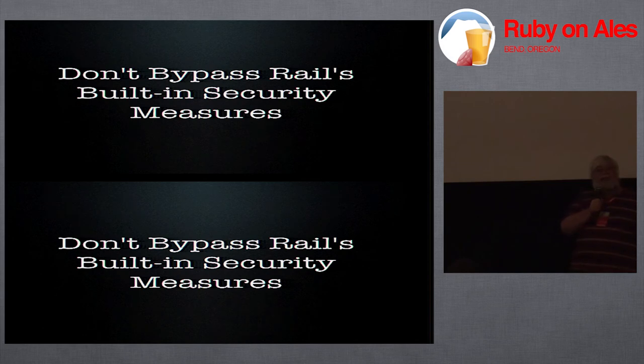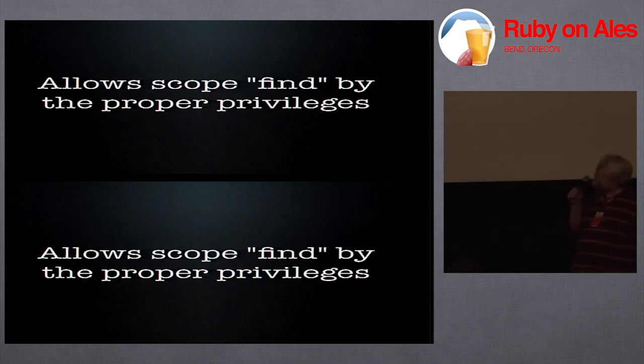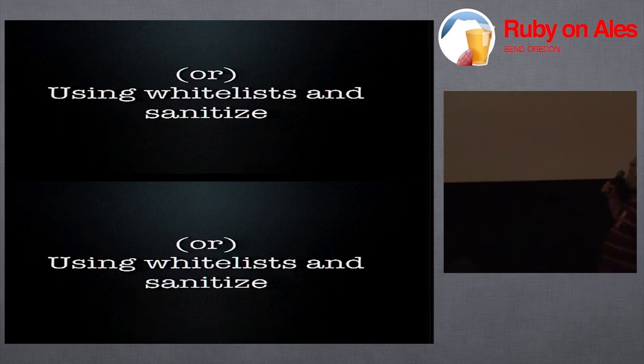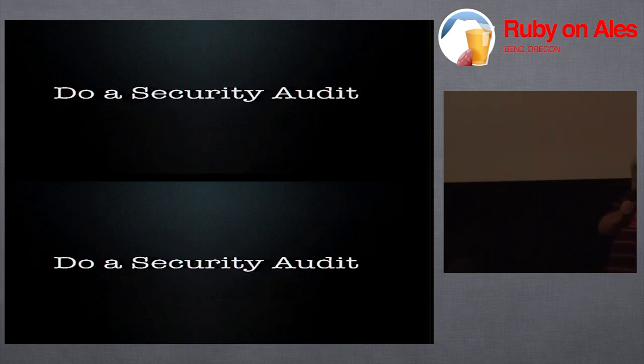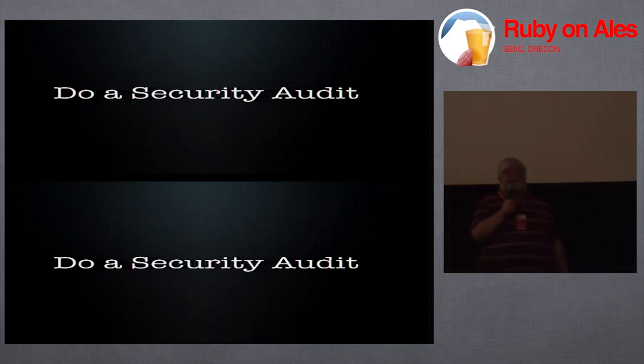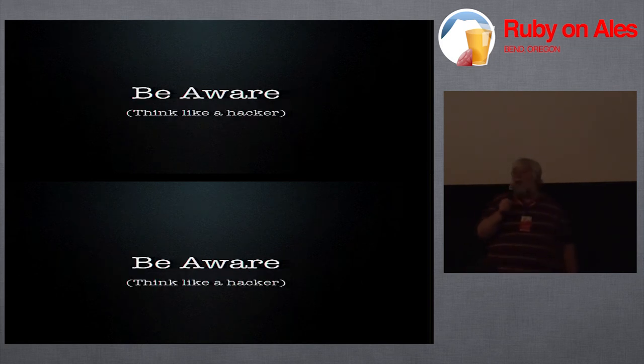Don't bypass the things that we had to bypass to do a lot of these demos. Always scope your finds by the proper user to make sure you only find things that are permitted. Avoid using raw, or use a whitelist to sanitize your output. Here's a good one: do a security audit. We had an outside firm do an audit of a couple of our programs, and it was very enlightening and very worthwhile. Find a firm that knows what they're doing and ask them to look over your code base.